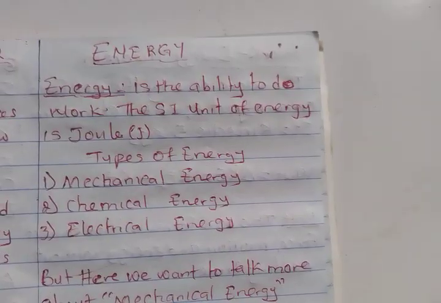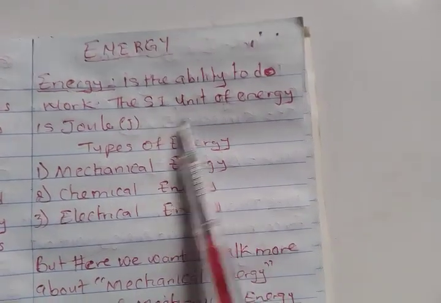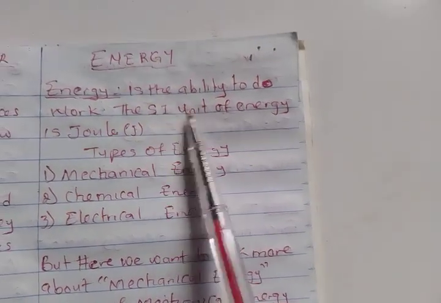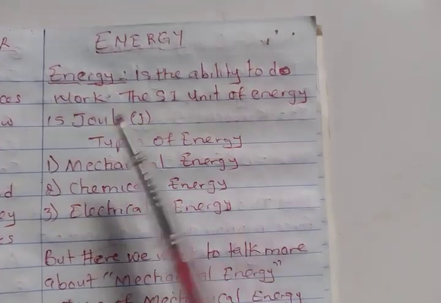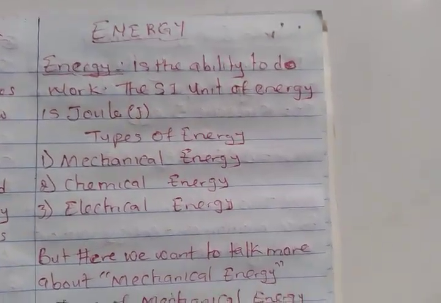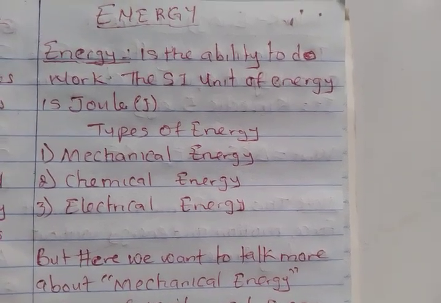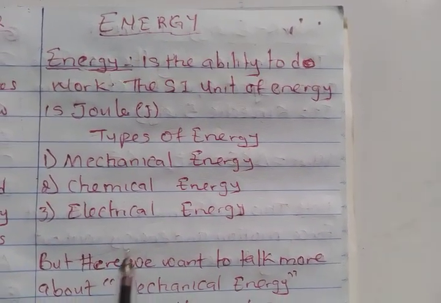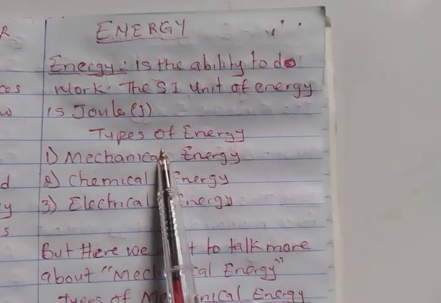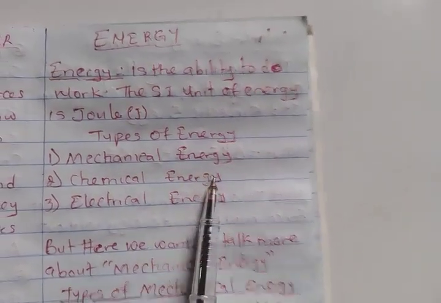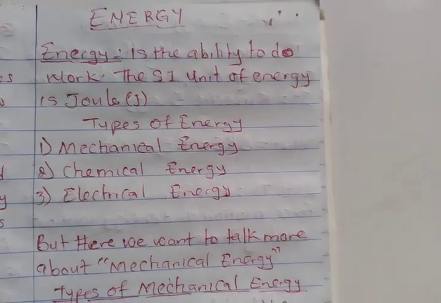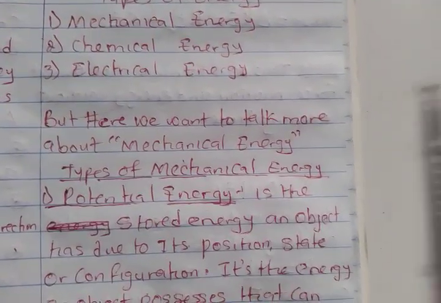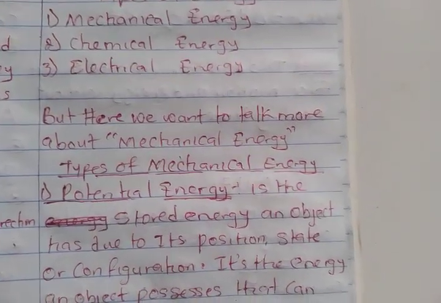Now we'll move to energy. Energy is the ability to do work. The SI unit of energy is joule, similar to work done, which also has the SI unit joule. We have types of energy: mechanical energy, chemical energy, electrical energy, and so on. It is not limited to these, we have other types of energy also, but here we are concerned more with mechanical energy.